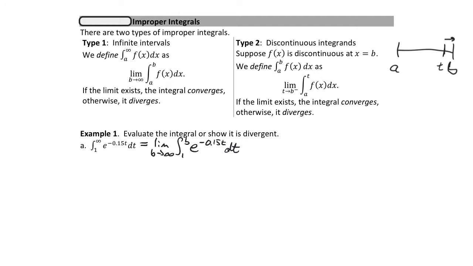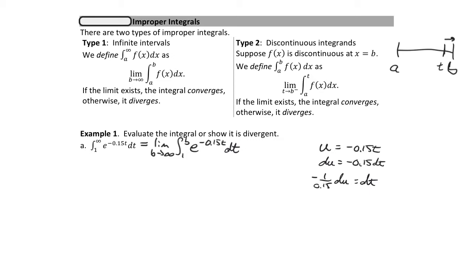So what we'll do in this case is let u be equal to negative 0.15 t, the exponent. You might be able to get away without it. I'll hint at how you do that once we get through all this. Then du is going to be negative 0.15 dt. And we don't have a negative 0.15 lurking about, so we'll divide by negative 0.15 on both sides. Negative 1 over 0.15 du is equal to dt.